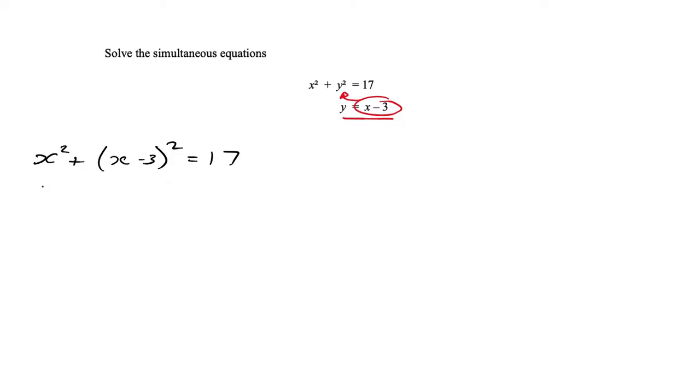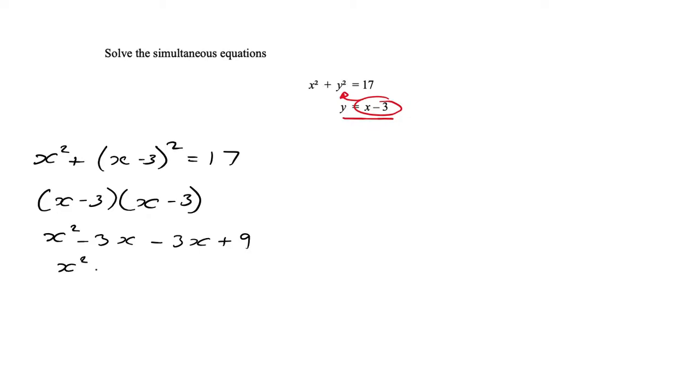Now we can expand these brackets. So (x minus 3)(x minus 3), we can expand it. So we have x squared minus 3x minus 3x plus 9. We can simplify that to x squared minus 6x plus 9. Remember we have to add the x squared that we had at the start, and the whole thing is equal to 17. Now we can simplify this to 2x squared minus 6x plus 9, and that's equal to 17.